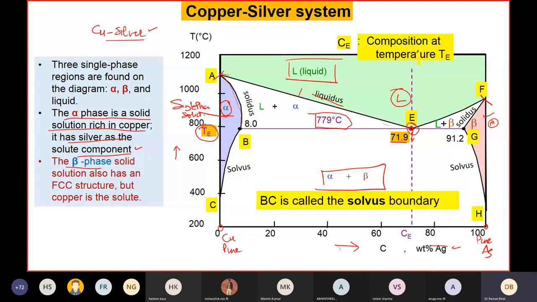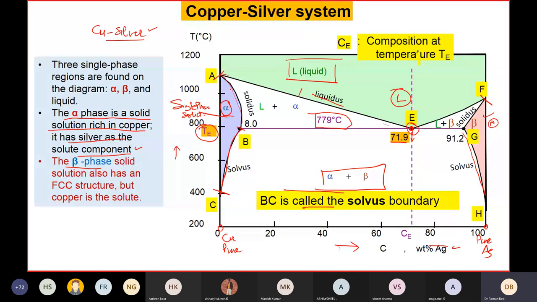So we are saying here BC. This BC is the solvus boundary, meaning it is the boundary of the solubility limit, the solvus boundary. Similarly, this GH is also a solvus boundary.